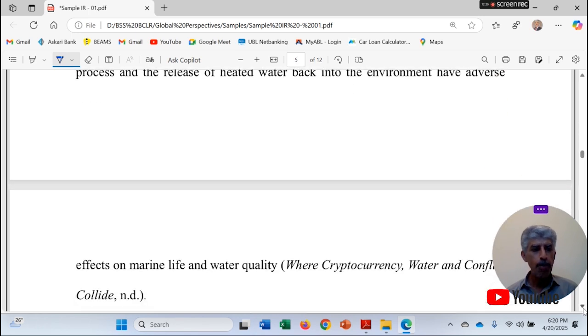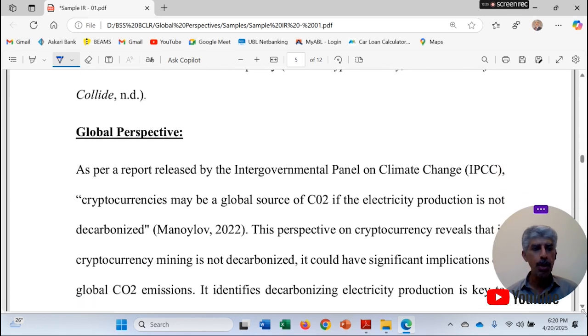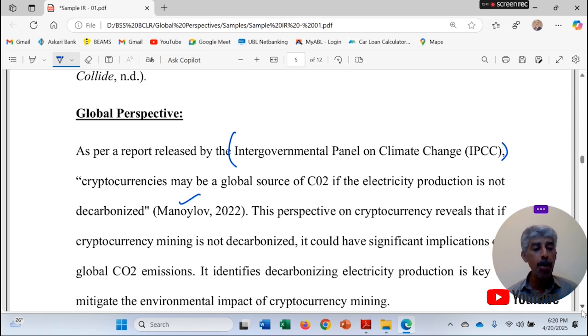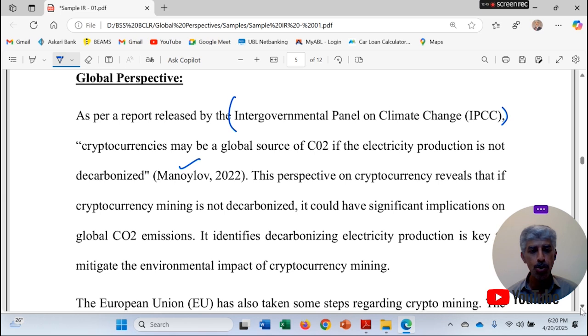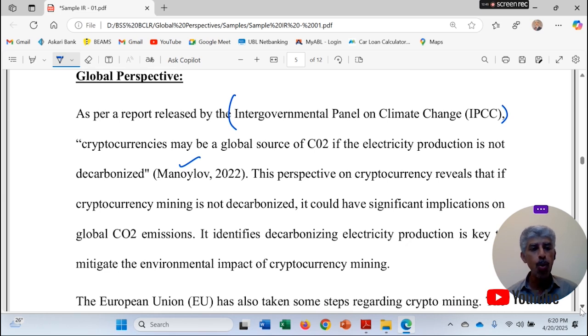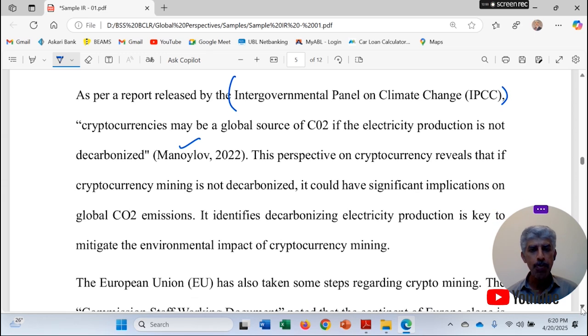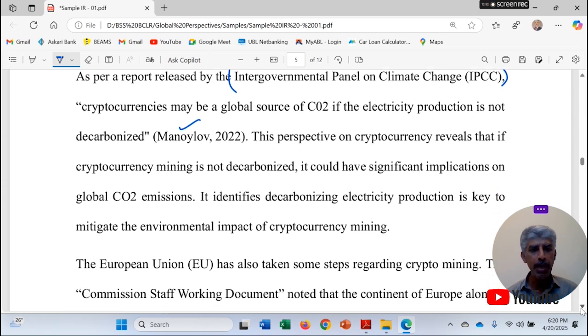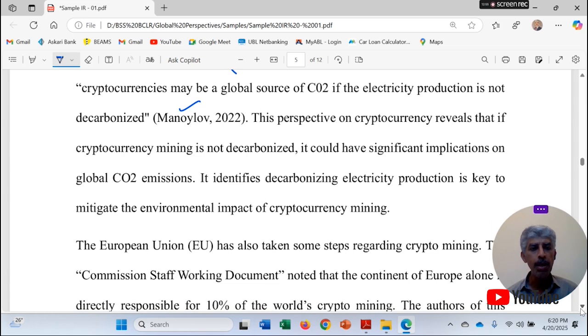And then in the next heading, the student has given the global perspective over the issue, that is, what the world thinks about it. And you can see that here is the Intergovernmental Panel on Climate Change. So the reference is taken for this one, and a reference is also taken from this one. But keep in mind that whenever the student gives the global perspective on any issue, that perspective should be related to the whole of the world. That is what is meant by global perspective, right?